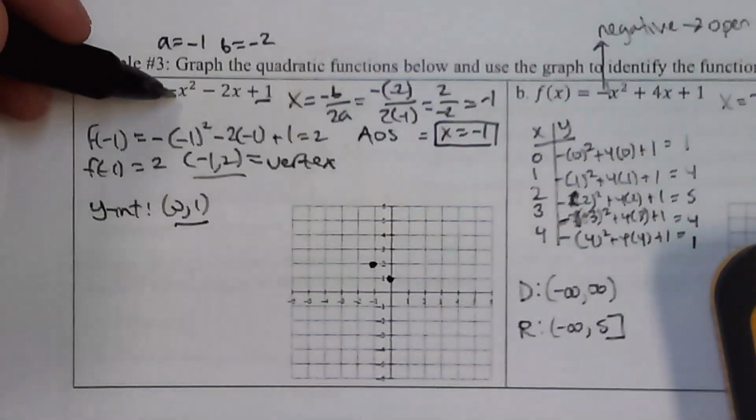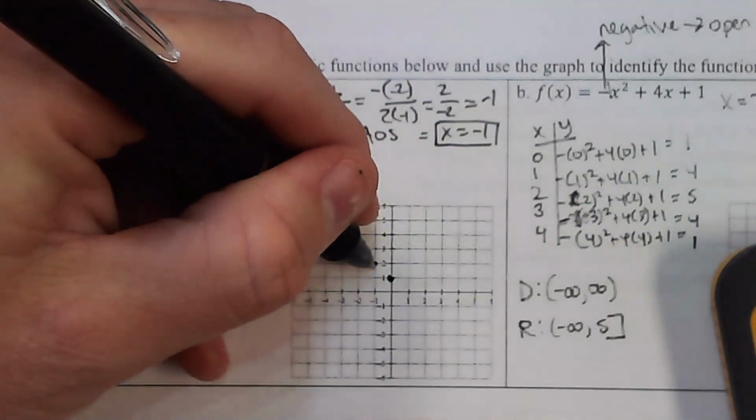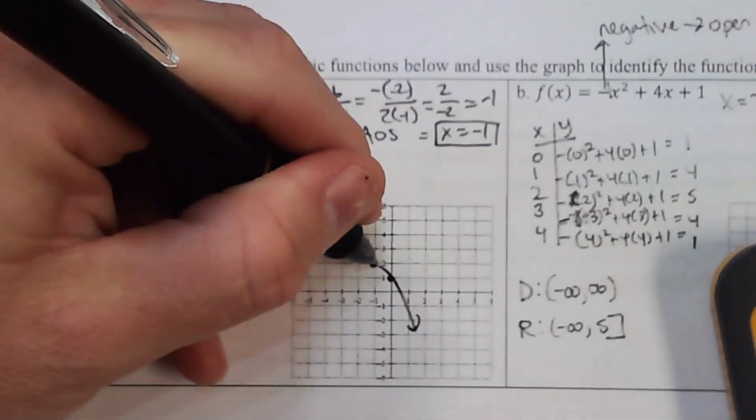Cole, why is this one going down? Because it has a negative. There you go. Good job. You're so smart. So I keep them around.